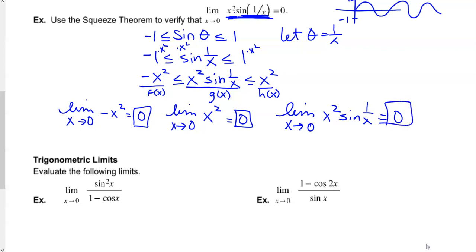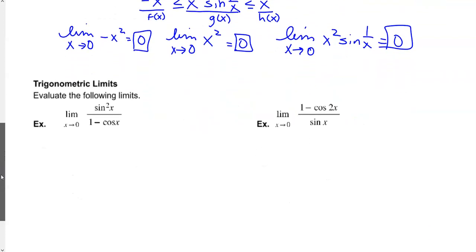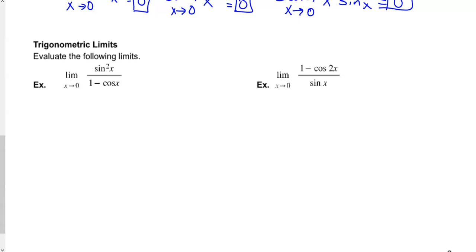Okay? All right. Last two problems are dealing with trig functions. And whenever I deal with trig functions, again, there are some identities that might come into play to be able to change that function around. If I try to plug a in here, what do I get? I get the sine squared of 0 all over 1 minus the cosine of 0.